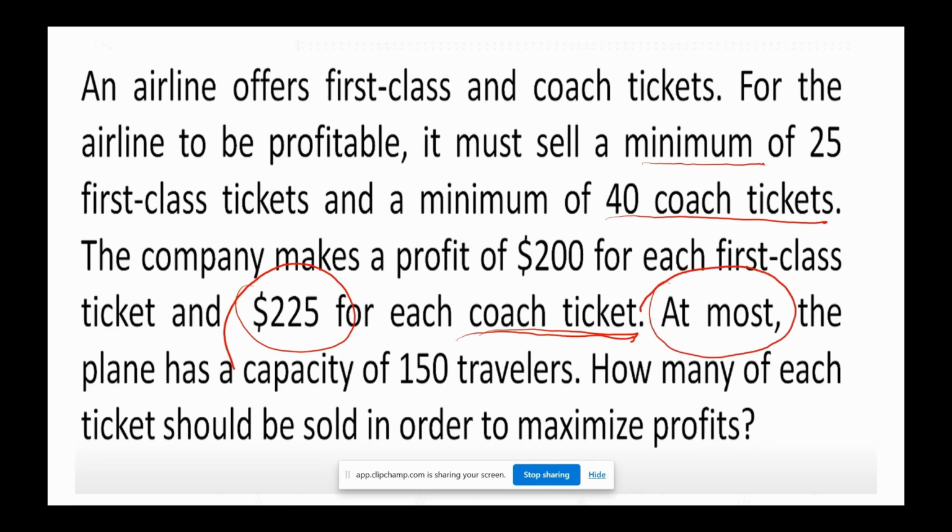At most means what? At most means maximum. At most, the plane has a capacity of 150 travelers. That means the maximum the plane can take is 150 travelers. That is another constraint. More than 150, the plane cannot accommodate. How many of each ticket should be sold in order to maximize profits? So how many of each ticket should the company sell to maximize the profits?